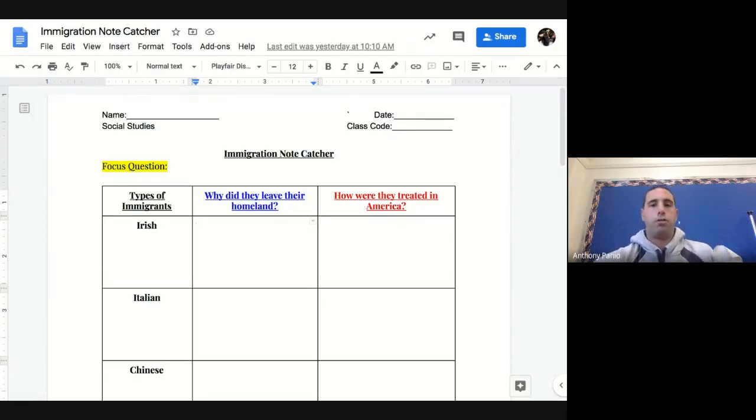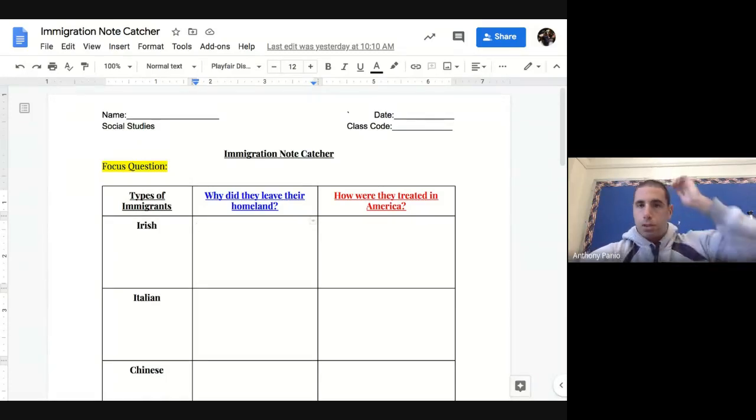Basically, we're answering two questions for all three groups. One, why did they leave their homeland? Why do we have so many Irish people leave? Why do we have so many Italian people leave? Number two, how were they treated when they got to America? You're going to start seeing some consistencies with all of the groups. Since we're looking at the three major groups, you can probably understand that all of the groups that came to the United States went through these particular situations as well.